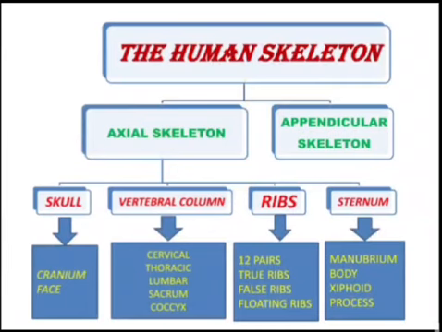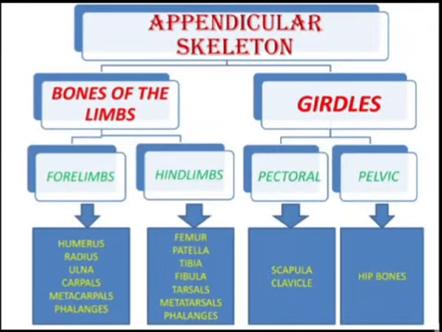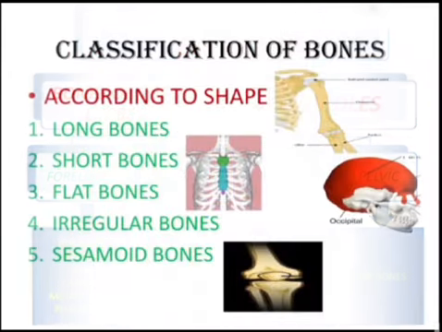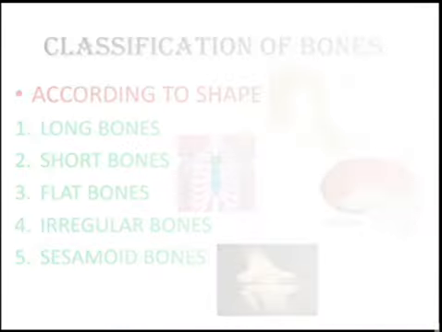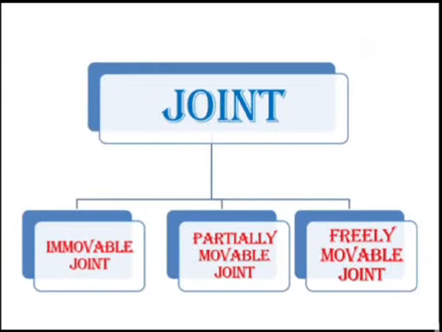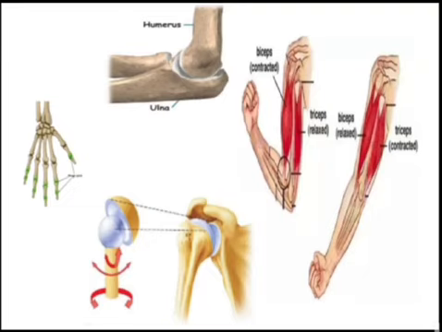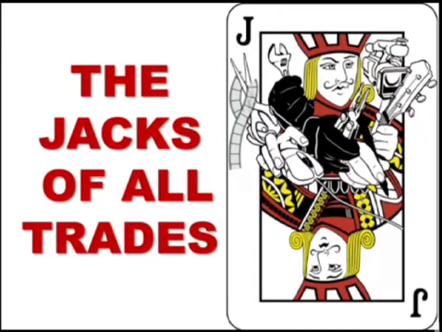Students, in my previous videos, I have taught you about the human skeleton, the axial skeleton and the appendicular skeleton. Also, we have studied the classification of bones and the different types of joints, right? I have also taught you about muscles in detail. And now I'm going to start a new chapter.